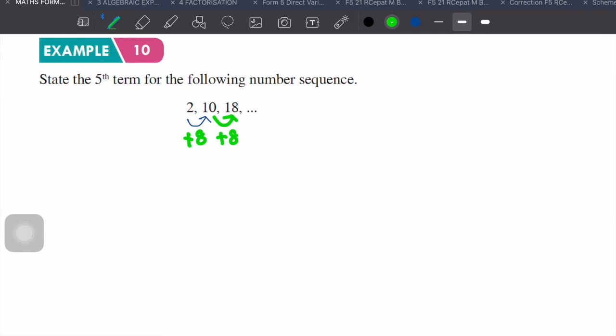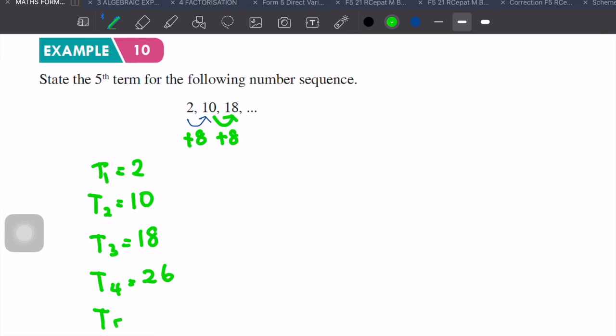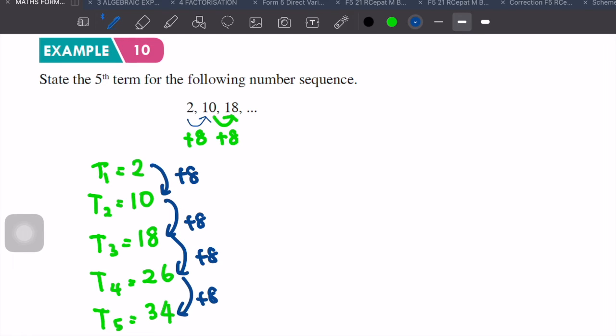So we try to write it like this. T1, the first term, is 2. The second term, T2, is 10. The third term, T3, is 18. And the fourth term, T4, 18 plus 8, you will get 26. And the fifth term, 26 plus 8, you will get 34. You need to add 8 to the previous number. This you can do manually.